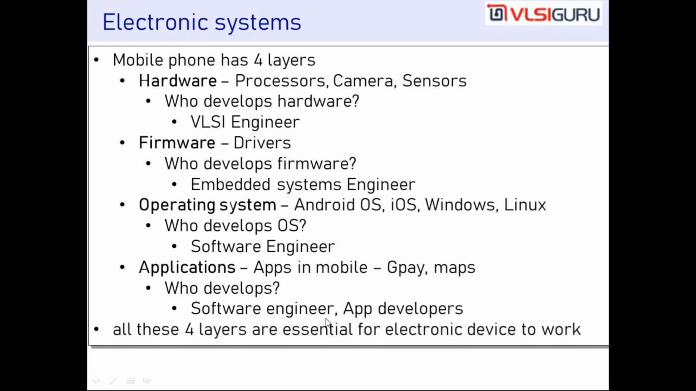In summary, all these four layers are essential for an electronic device to work. If something is not there, it won't work. Let's say I don't have hardware, but I have drivers, the operating system, and the application. Will it work? No, right? I have a driver, but I don't have a car. Will the car go? No. The same happens in electronics also. Everything is required, and everyone plays their own important role. It's not that the VLSI engineer is more important or the software engineer is more important. Everyone has their own role. Have you understood what exactly constitutes an electronic system?